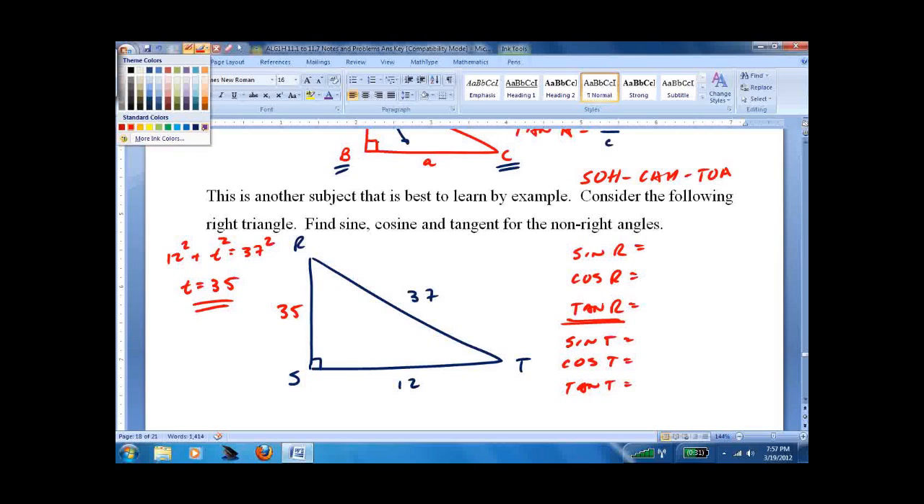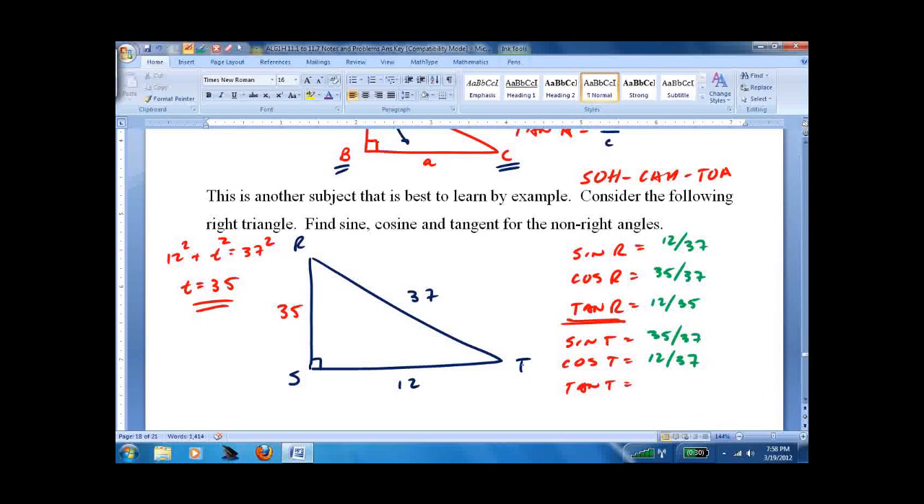So now we look at sine of r, opposite over hypotenuse, 12 over 37. Cosine of r, adjacent over hypotenuse, 35 over 37. Tangent of r, opposite over adjacent, 12 over 35. Sine of t, opposite over hypotenuse, 35 over 37. Cosine of t, adjacent over hypotenuse, 12 over 37. Tangent of t, opposite over adjacent.